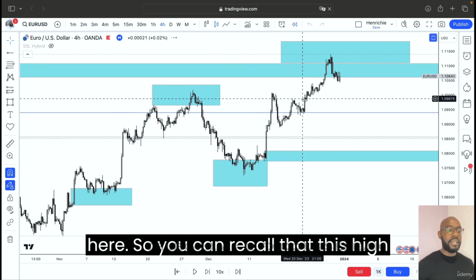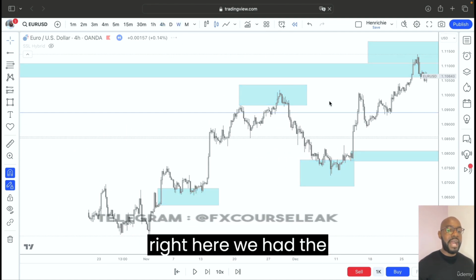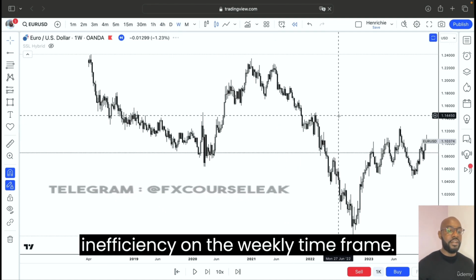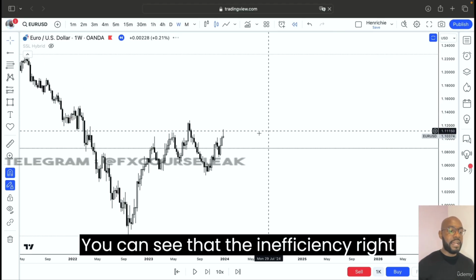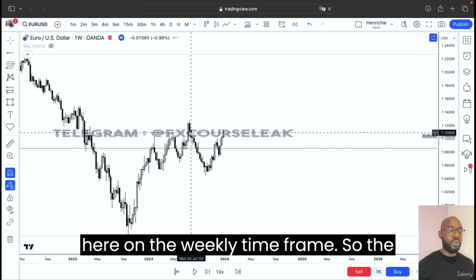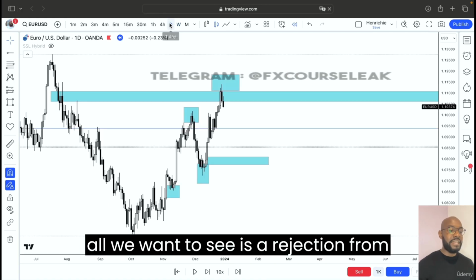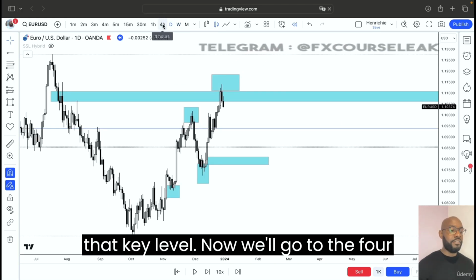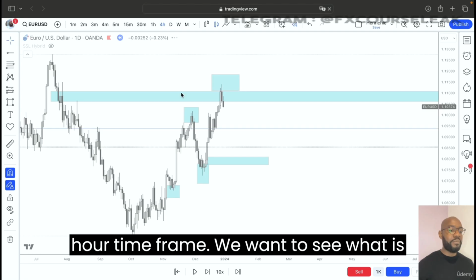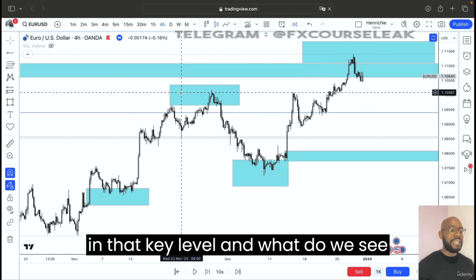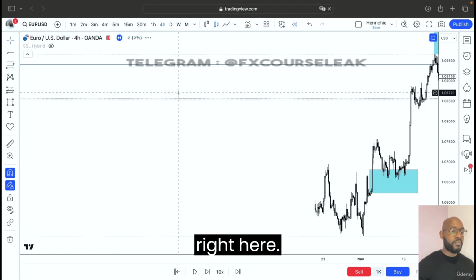You can recall that at this high right here, we had the inefficiency on the weekly time frame. You can see the inefficiency right here on the weekly time frame. So the moment price taps into that inefficiency, all we want to see is a rejection from that key level. Now we'll go to the 4-hour time frame. We want to see what is in that key level, and what do we see right here?